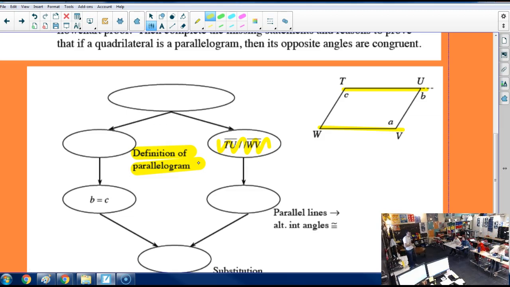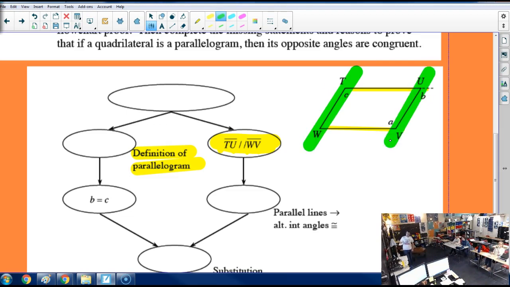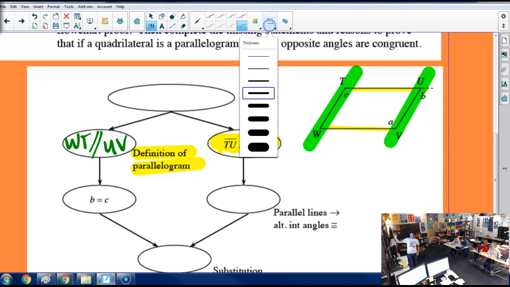What's that line? This TU parallel WV. Yeah, it is. It's slash slash. So what should we highlight exactly? Oh, the other lines. So what Sophia's hypothesizing was these haven't been talked about yet as part of our parallelogram. So right here would go WT parallel UV. Should we highlight what you highlight? That's up to you. Whatever works for your brain.